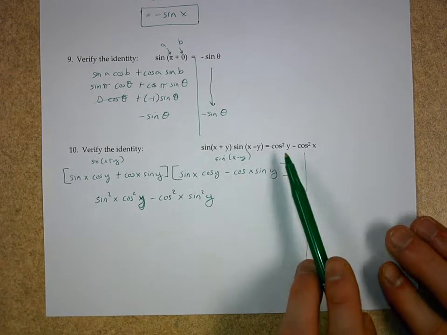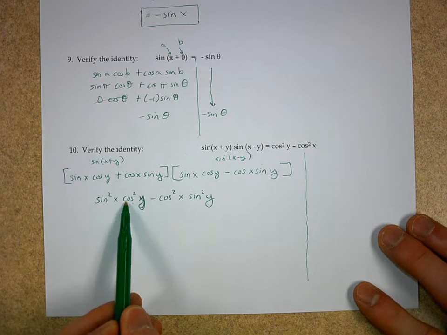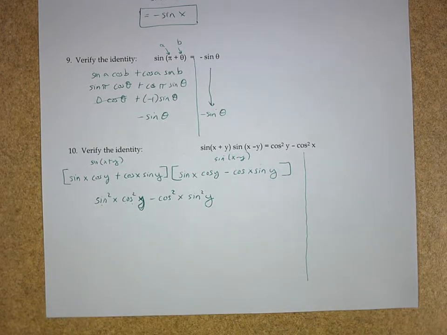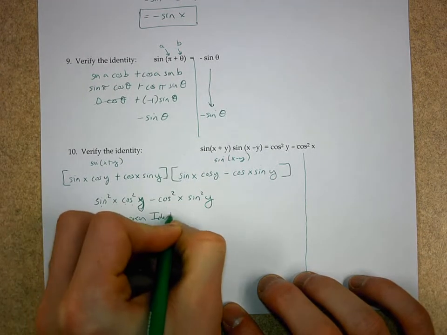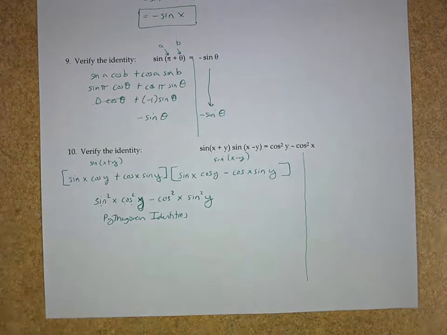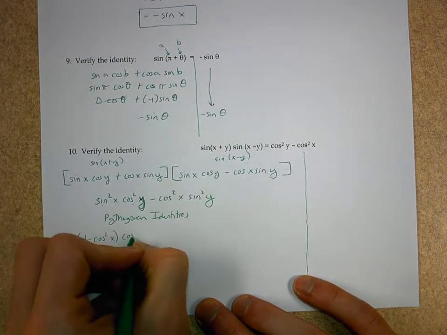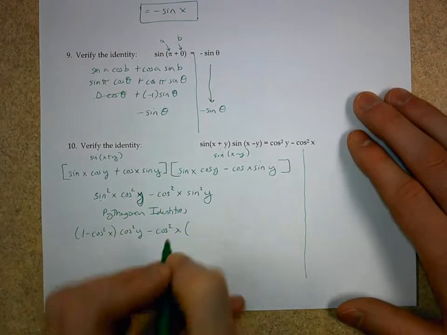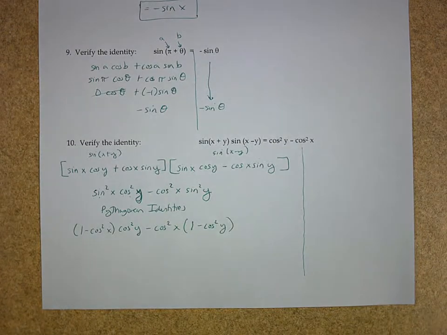Now, as I look at this, I ultimately want to end up with cosine squared of y and cosine squared of x, which is what I've got right here: my cosine squared of y minus cosine squared of x. So somehow I've got to get rid of these two sine squared pieces. The best way to do that is to think Pythagorean identities. So let's use the Pythagorean identities. We know sine squared of x is the exact same thing as 1 minus cosine squared of x. And then sine squared of y is the same thing as 1 minus cosine squared of y.